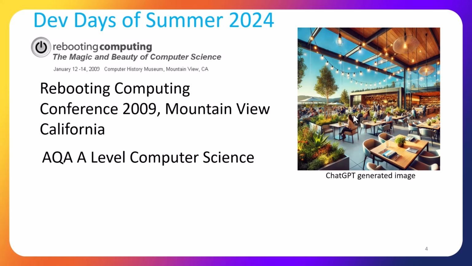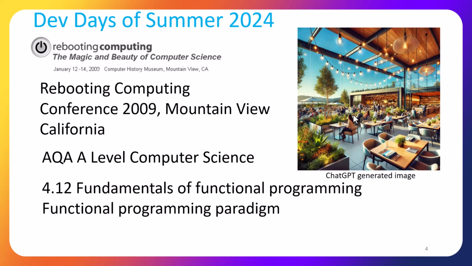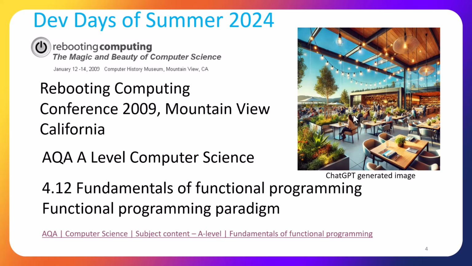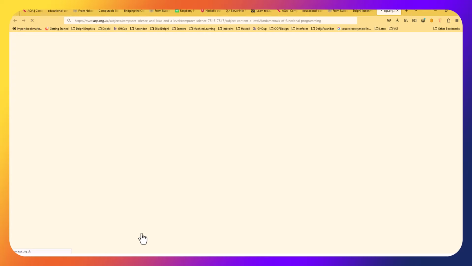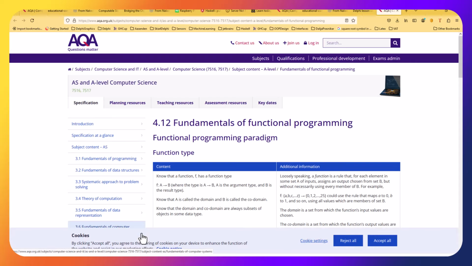So I did manage to incorporate this into the A-level computer science syllabus, and there is a section called Fundamentals of Functional Programming Paradigm, and we'll just have a quick look at that content. I won't spend too much time on it, but basically there were several strands to the strategy that evolved not only from this conference but also from what was taking place in the UK.